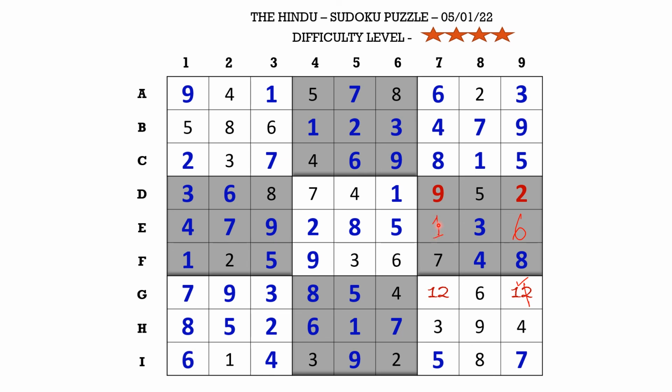This 1 cancels out the 1 here in G7. So G7 becomes 2 and the puzzle is solved.